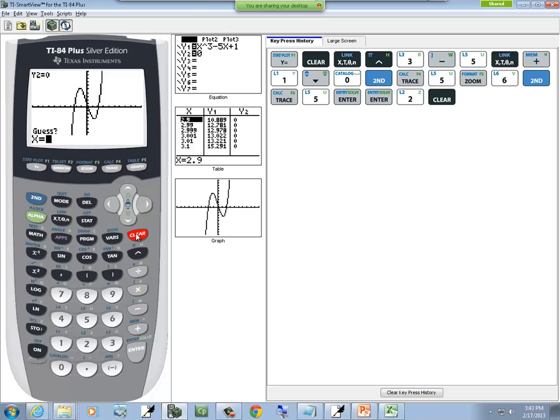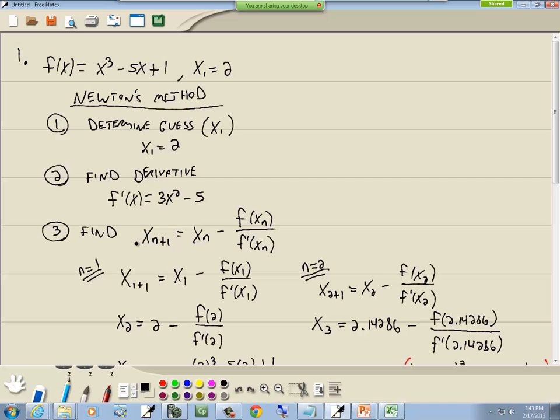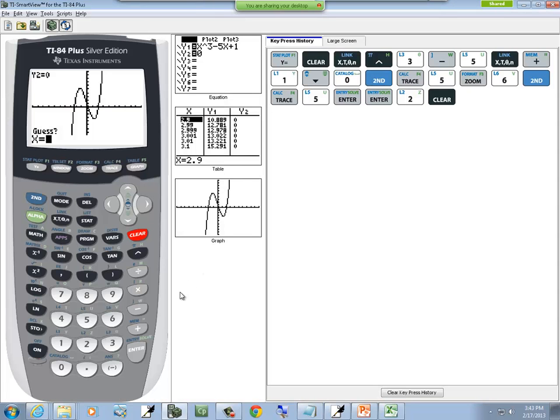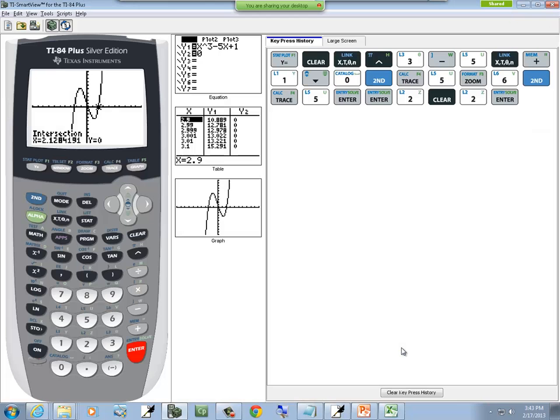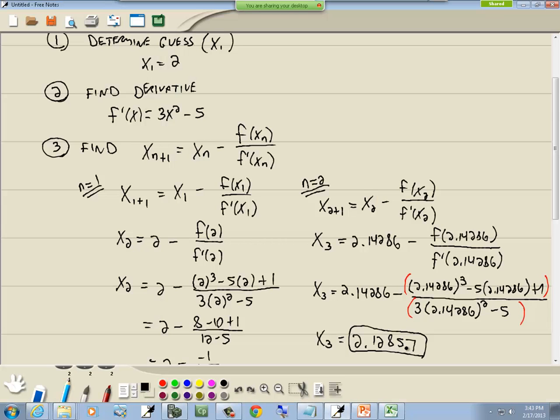And, oops, didn't mean to do that. Now, here they told us to plug in x sub 1 is equal to 2. That's our guess. So here I'd be putting in 2. And then I push enter. Now it'll come back with 2.12857. See, ours was starting to converge upon it.